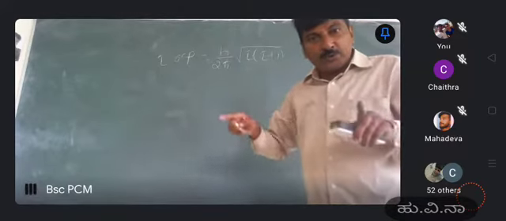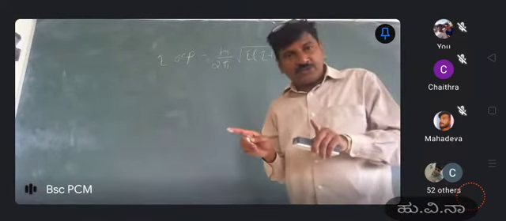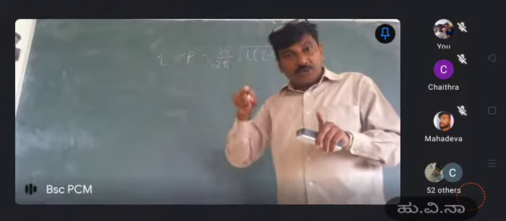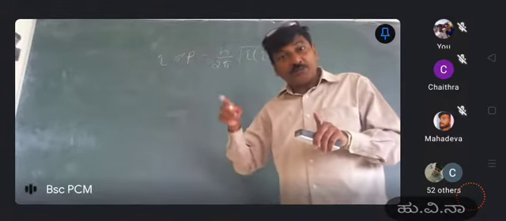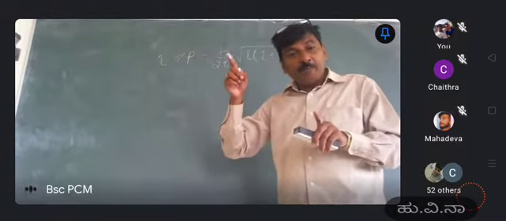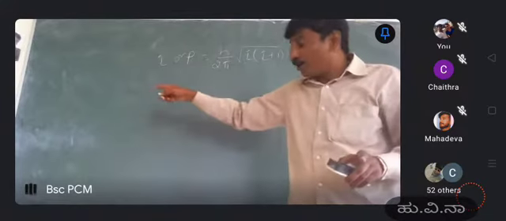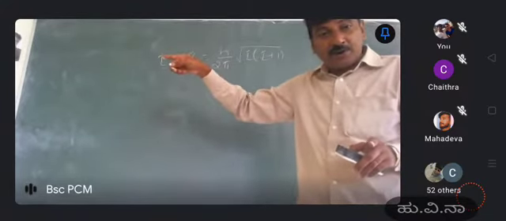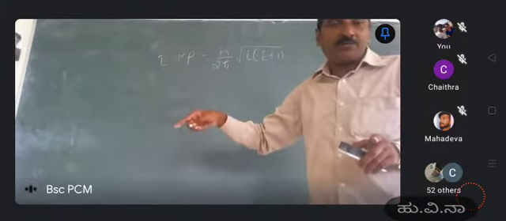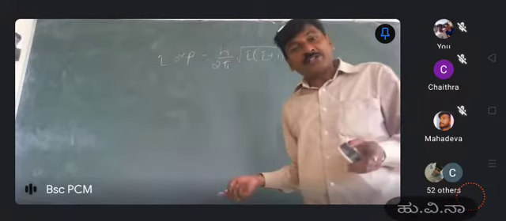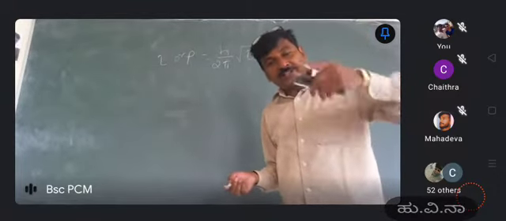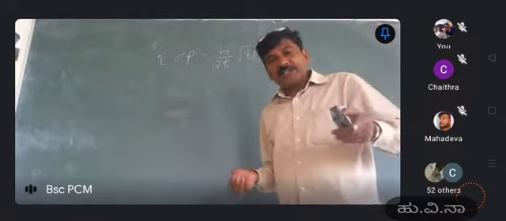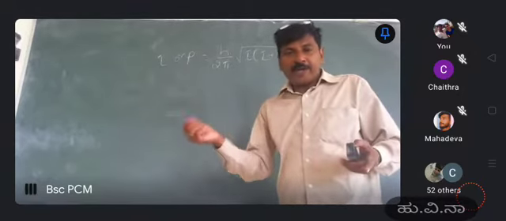So due to the spin angular momentum, what happens? That generates, that forms a magnetic dipole. I told you now. At one side it forms a north pole, at the other side it forms a south pole. So the nucleus acts as a small ball magnet.